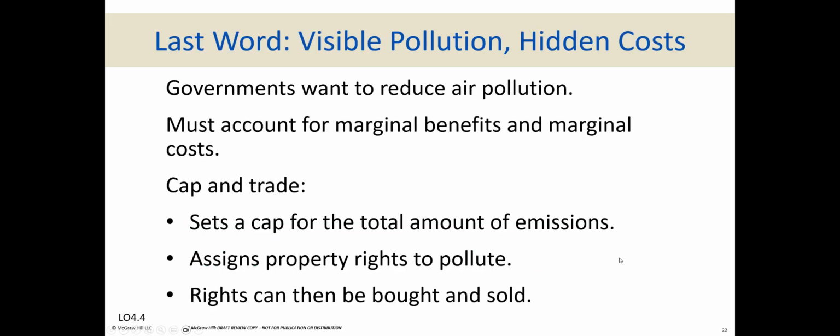So, last word, pollution costs. Governments try to reduce pollution by using systems like cap and trade. Cap and trade sets a limit on pollution and lets companies buy and sell the right to pollute. There is also the carbon tax, which makes it more expensive to pollute, so companies will try to reduce their emissions. So that's all for this chapter.